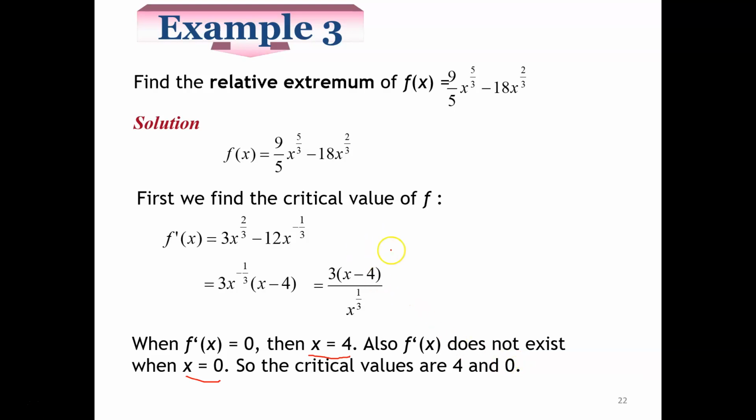Okay. So, based on this, how do I get my critical value x equal to 4? From here, x minus 4. So, x equal to 4. How do I get x equal to 0? This one. x equal to 0. Because there is a division there. So, down here cannot be 0.